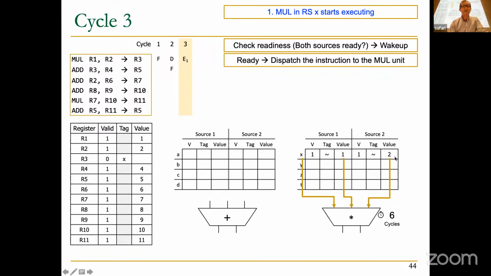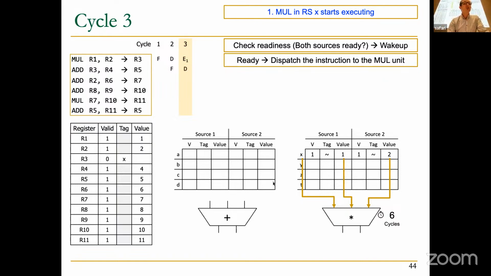And then you supply the values and the tag it's going to produce, which is going to be X, right? So this multiply is going to take 6 cycles. Because it's ready, it will be dispatched to the multiply unit. But after 6 cycles, it's going to produce the value as well as the broadcast tag everywhere, as we will see. And that's going to be cycle 8, I think.